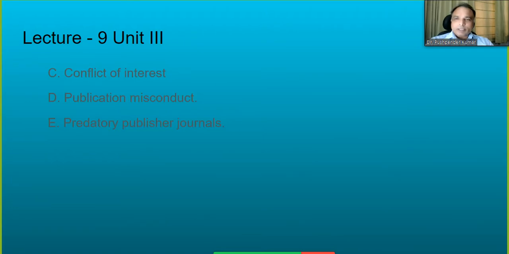So we'll talk a little bit about conflict of interest today, how conflict of interest may arise when you are supposed to work as a research scholar, or when you are supposed to write a paper and send it for publication, right? Then we'll discuss a little bit again about publication misconduct. Then a very important thing, predatory or duplicate publisher journals.